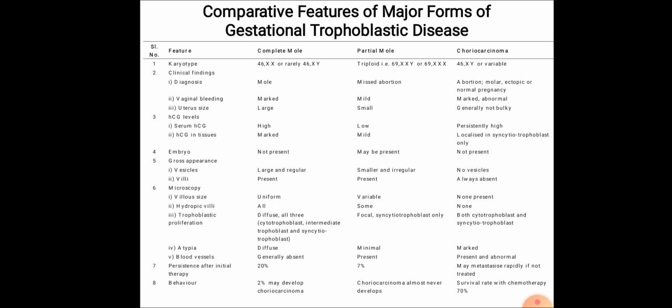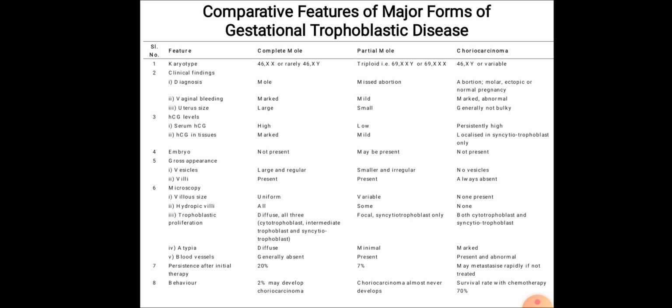Now let's see the comparative features of major forms of gestational trophoblastic diseases. Here we will see complete mole, partial mole, and choriocarcinoma, and what the major differences are in all these three. So we will deal with features such as, first, karyotype. The karyotype of complete mole is 46XX or 46XY, whereas in partial mole it is triploid, that is 69XXY or 69XXX, and in choriocarcinoma it is 46XY or variable.